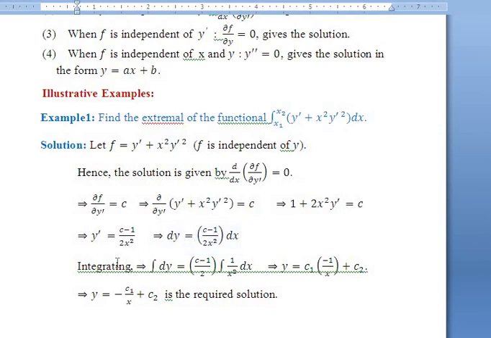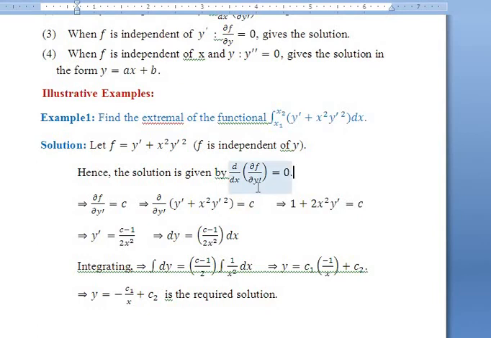Our aim is to get the function y. So from this dy, integration gives y. Integration of dy is y, this constant we take as c1, then integration of 1 by x square dx is minus 1 by x, plus another constant of integration. Therefore y is equal to minus c1 upon x plus c2 is the required solution. For the given functional, we observed the function type, found it is independent of y, so we used this equation.